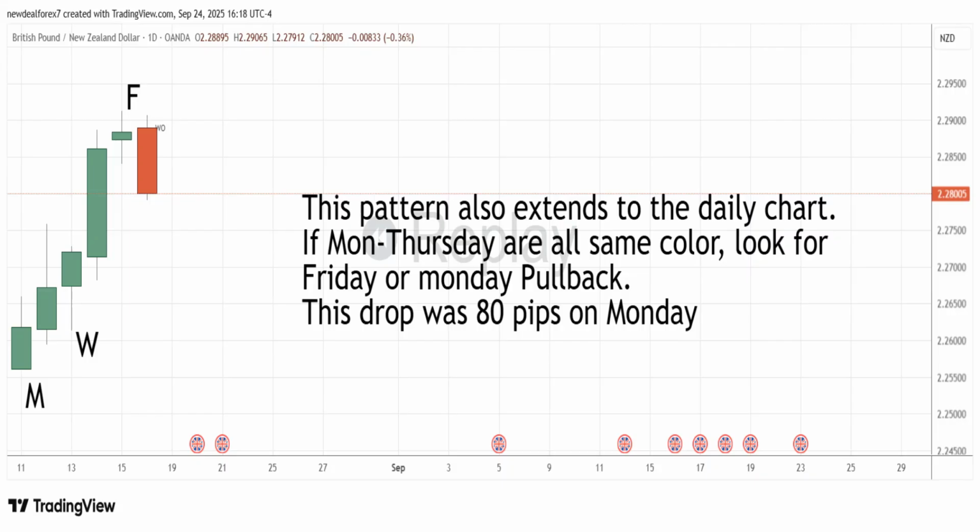Now, here's a special bonus for anyone who watched to the end. This trade also applies to the daily chart. What does that mean? Same deal. This is a daily chart, not 4-hour. 1, 2, 3, 4. Okay. So now what do I wait for on Friday? Ideally on Friday, I'd like to see a pullback because price has been steadily rising all week. Okay. Now this didn't happen on Friday though. The payout actually happened on Monday, but this drop was for 80 pips on Monday.